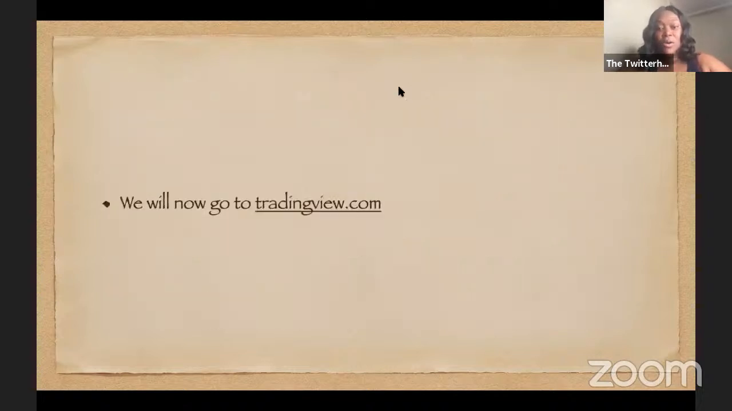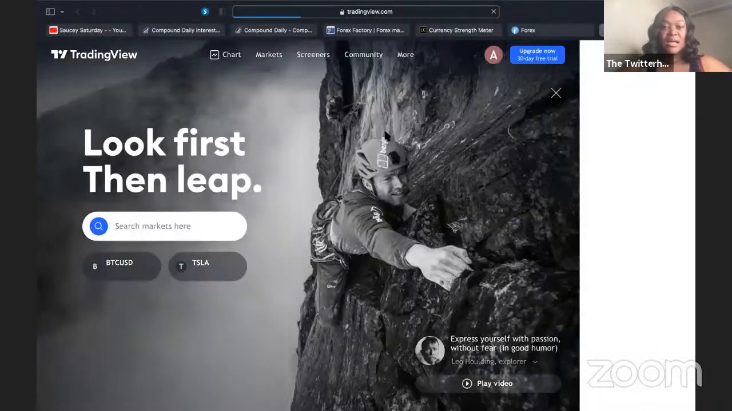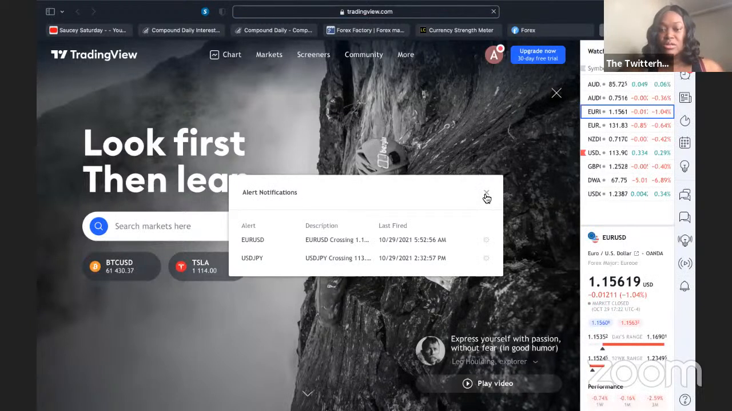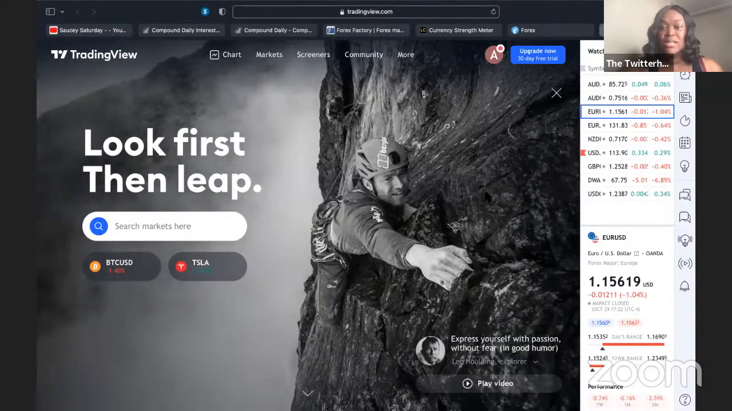And now we're going to go to Trading View. Trading View is a site that's free to sign up. You can definitely get the paid version. The paid version is going to give you additional features that you may find useful, but there's nothing wrong with starting with the free version, right?